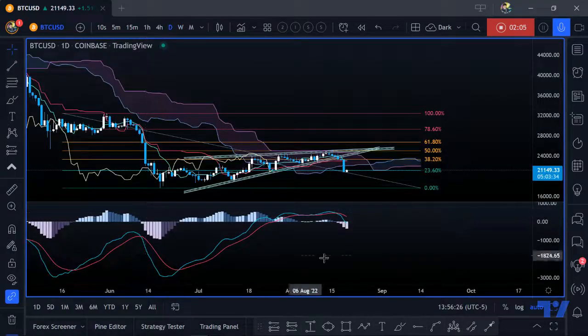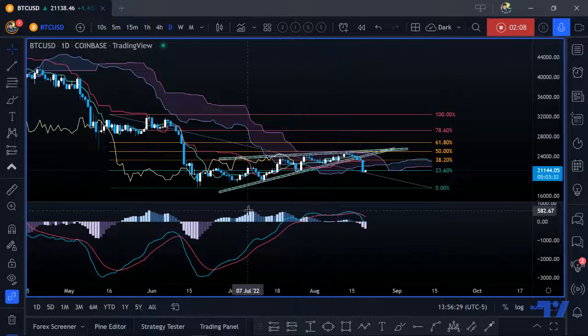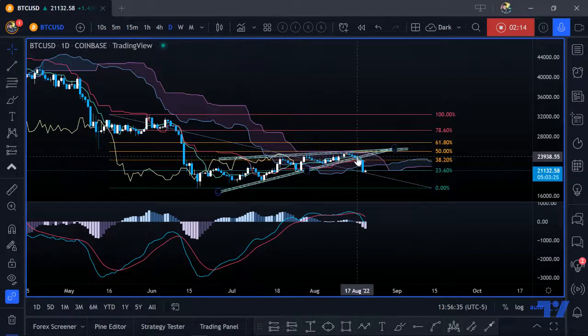Now, looking at the daily time frame, you can see that I drew this. It could be an ascending triangle or a rising wedge. Well, whatever you want to name it, you can see that the price seemed to have broken out of this chart pattern.